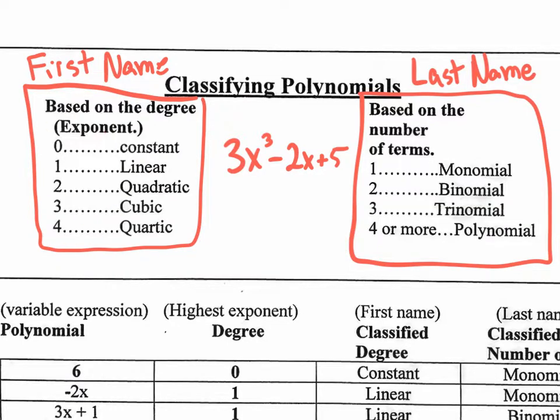The first name is based on the degree, the highest exponent. Okay? Now let's say you had something with degree 5 or degree 7, and they ask you to classify it. That's where you would say, this is a polynomial that has a 7th degree. But we're only going to stick to these, 1, 2, 3, or 4. And for the number of terms, mono means 1, bi, like a bicycle, means 2, tricycle, 3, and 4 or more, poly. Yes? So, I hope we understand these notes. Let's look at the examples down here.